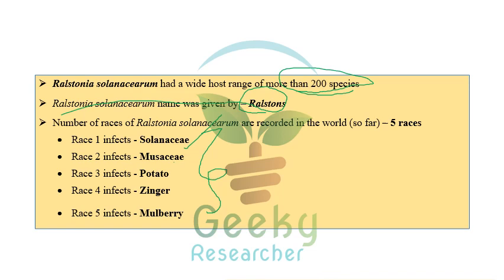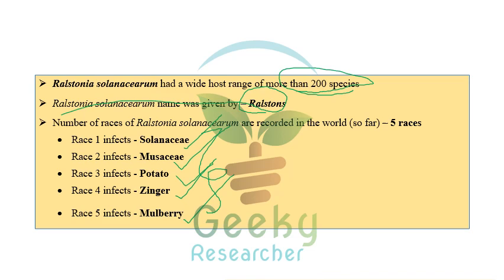Musaceae means banana, okay? Race 3 infects potato, only potato, okay? Race 4 infects ginger, whereas race 5 infects mulberry. So the questions will be like this: Ralstonia solanacearum race 3 infects A, potato, B, ginger, C, mulberry, or Musaceae, something like that they will ask, okay?